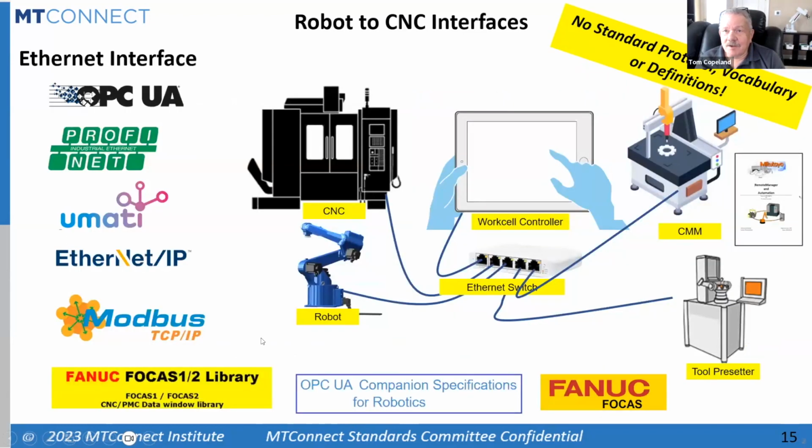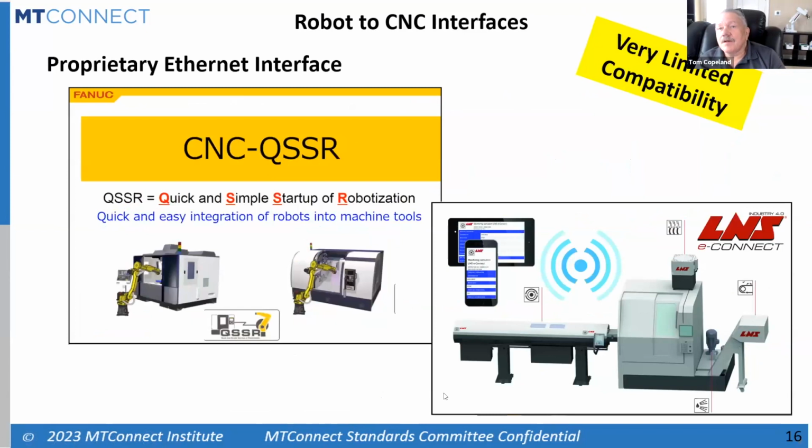And herein lies the nightmare. People say Ethernet is all over the place, with lots of different protocols and APIs to connect to it. So there's no standard protocol, vocabulary, or definitions. There are a couple of proprietary Ethernet interfaces. At the Automate show last May, FANUC was showing their QSSR, which is quick and simple startup robotization. And LNS has had their eConnect software product out for quite a while now. Those are the only two that I know are commercially available.